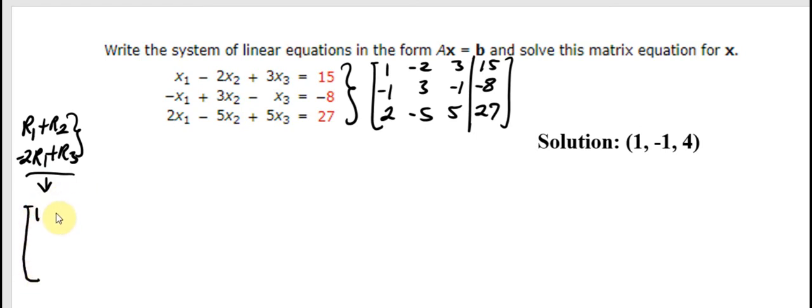So the first row stays the same. This is 0, adding row 1 and row 2. And then negative 2 times row 1 plus row 3. That becomes a 0. We get 4 minus 5, negative 1. Negative 6 plus 5, negative 1. Negative 30 plus 27 is negative 3.